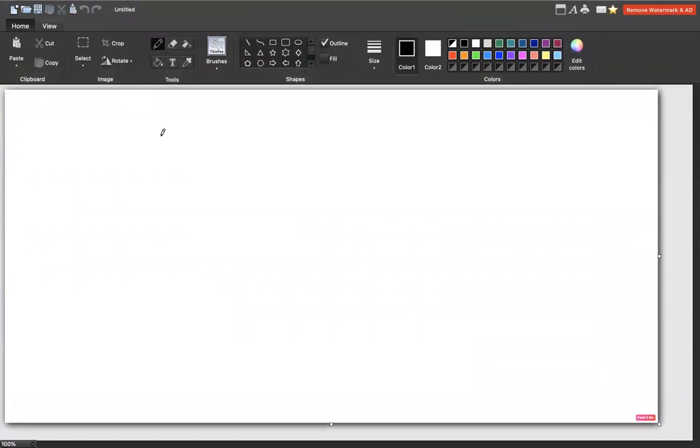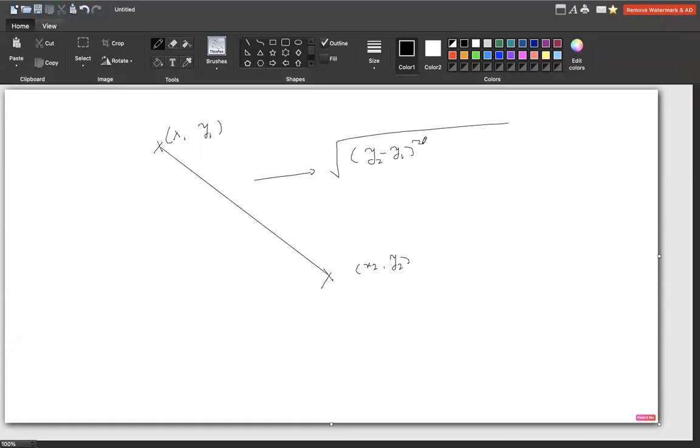Actually, generally, imagine that there is a point here. Let's call this x1, y1. There is another point here, and let us call it x2, y2. The distance between these two points is given by the formula square root of y2 minus y1 whole square plus x2 minus x1 whole square. This is the distance between the two points.